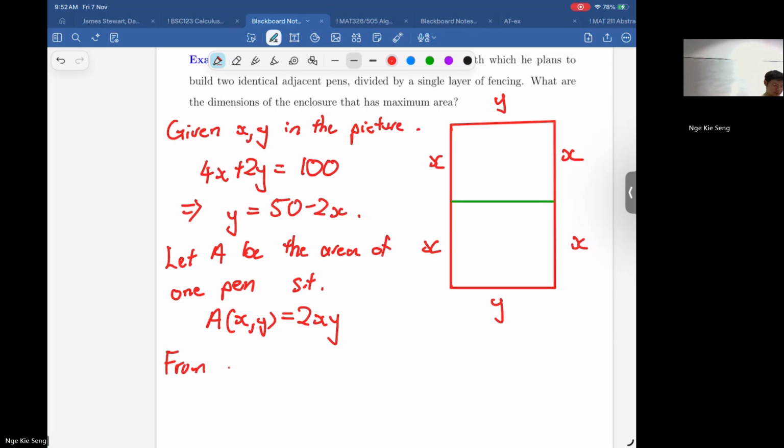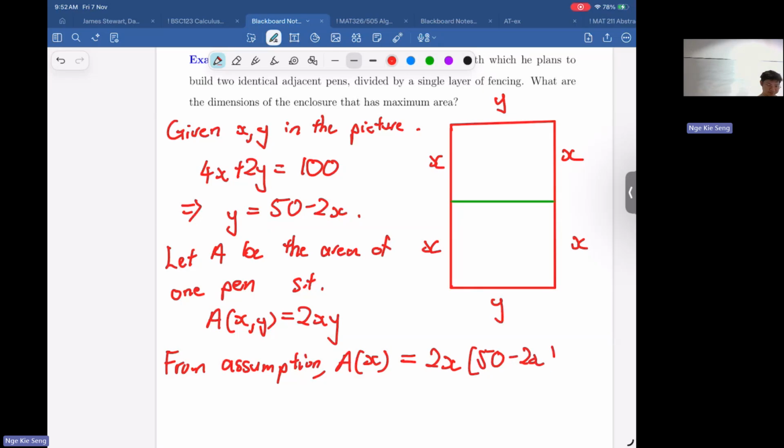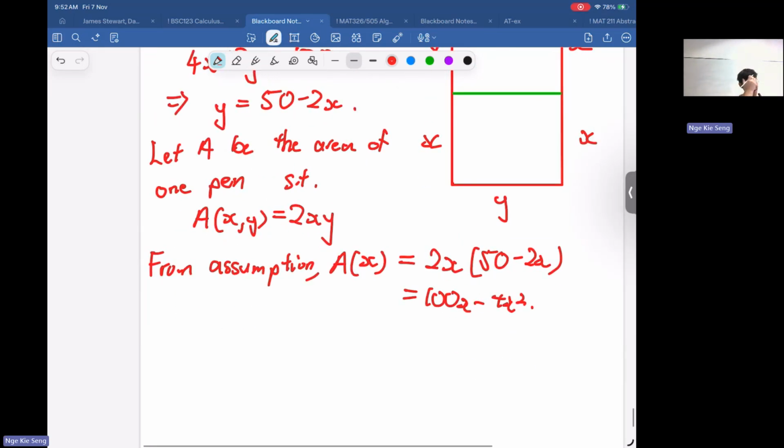From the assumption, we can rewrite A as just a function of x. So 2x times 50 minus 2x, which is 100x minus 4x squared. Again, we want to find the maximum, so you should go through the argument I showed you just now, critical points. So what do you need to check? Three types of points, right? Boundary points.